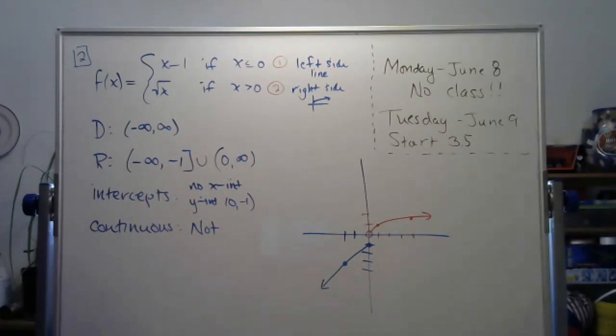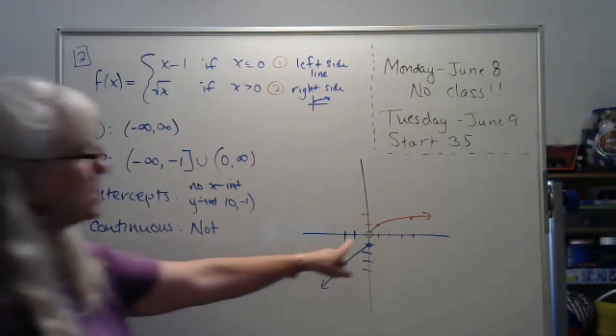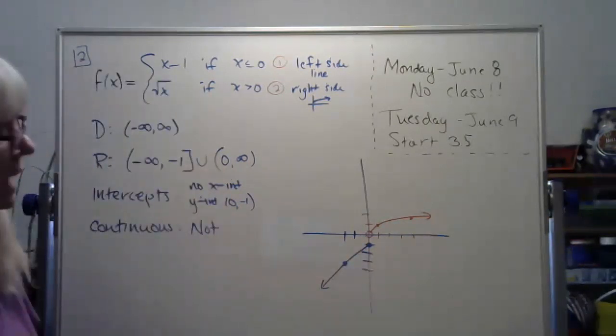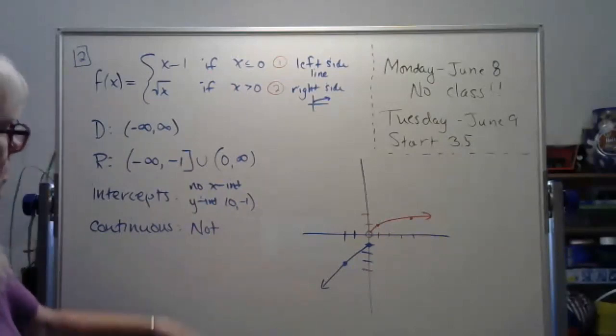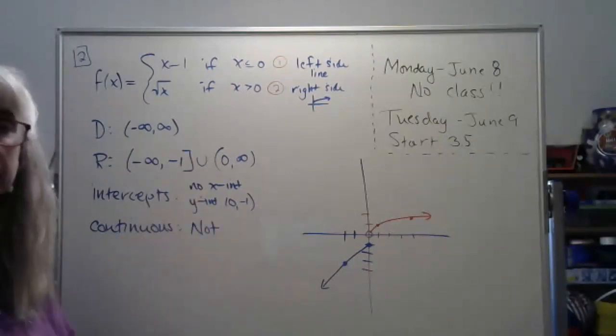Any questions? There's not an intercept at 0, 0 from the square root of x? Right, because that's an open circle. Yep. And those open circles are going to cause the problem. That's why there's no x-intercept, because it's open. Gotcha.